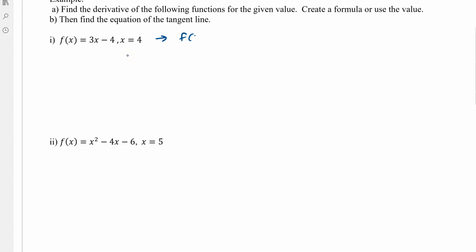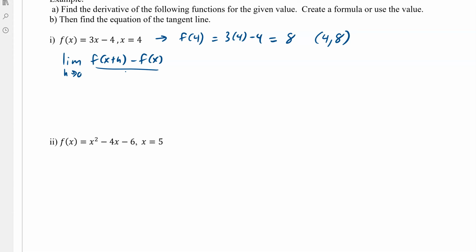So if I were to plug in 4, I would get 3 times 4 minus 4, and so that's 12 minus 4 is 8. So it's the point (4, 8). And so now we're going to use the limit of the difference quotient. So it's the limit as h approaches 0 of f of x plus h minus f of x all over h, and this will be the slope of our tangent.